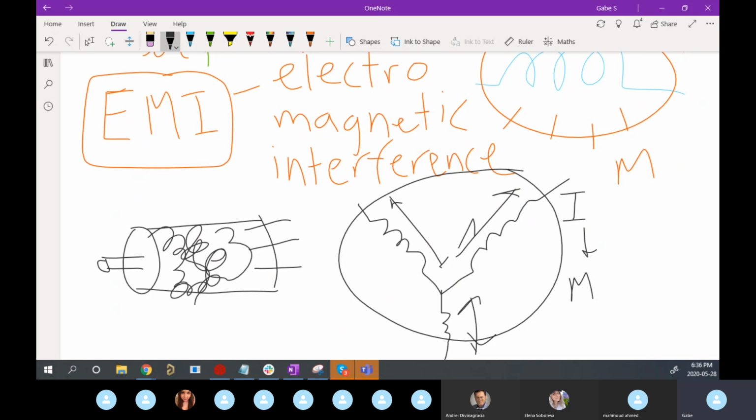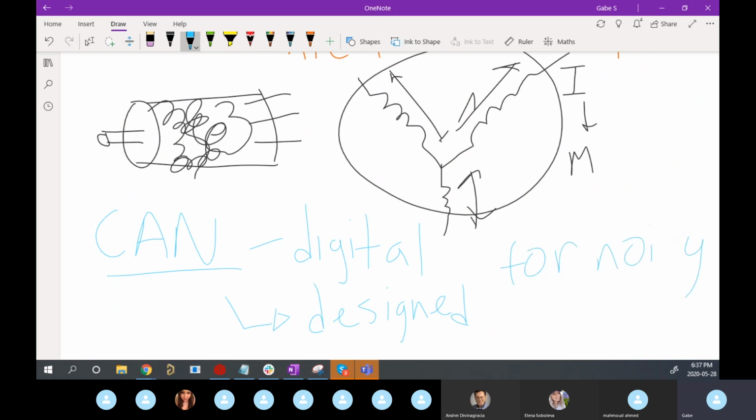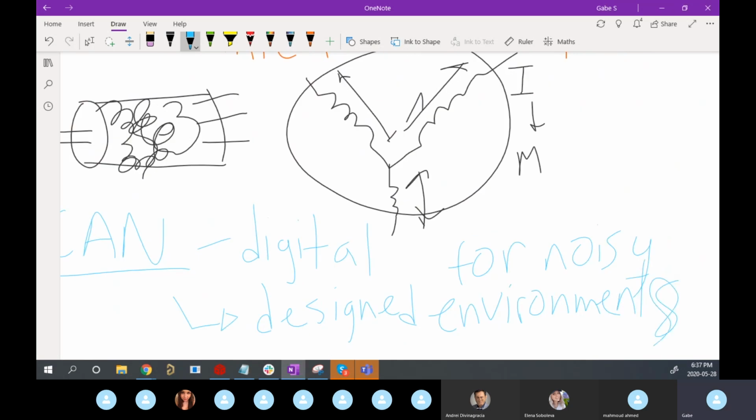And that's one of the reasons we use CAN, for example. CAN is a digital signal, right? There's that digital to try and be more immune to noise than analog. But it's also designed for noisy environments. And that's why people love it. It's super reliable. And it's used in almost every single car in the world right now, especially electric vehicles.